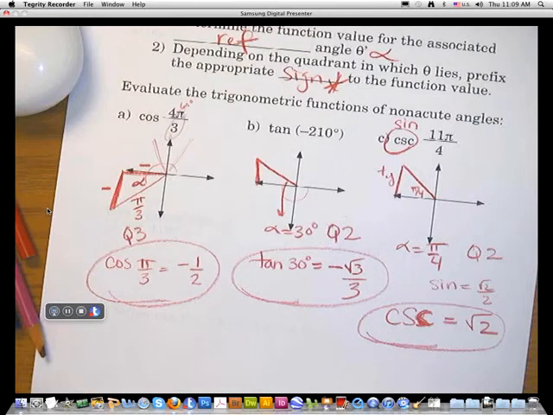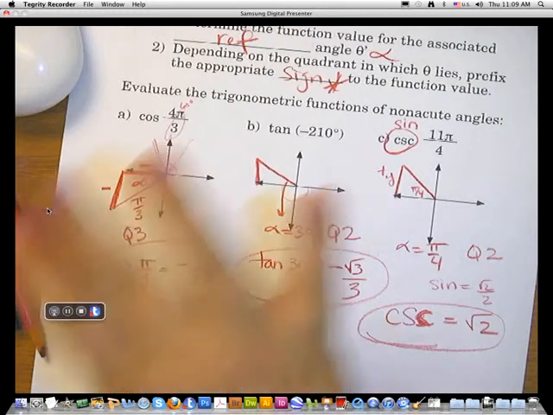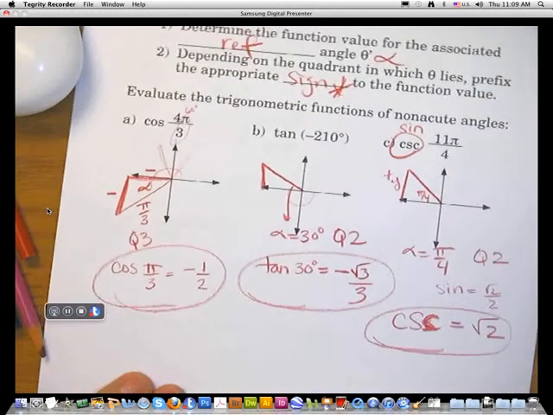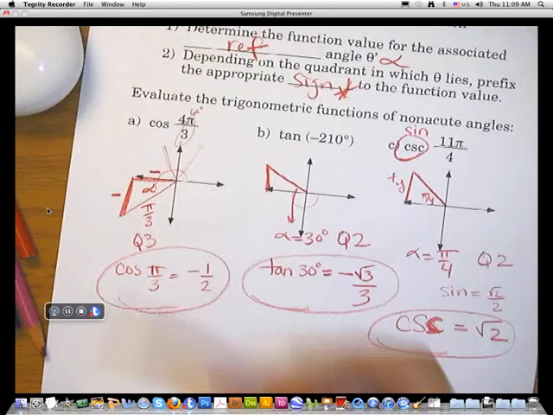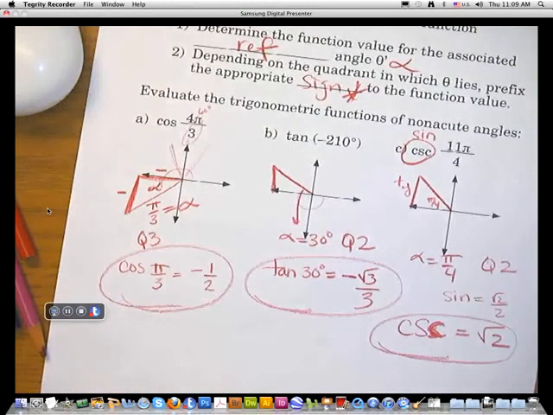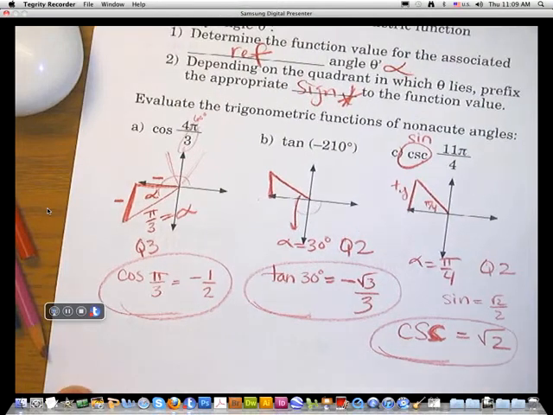Know your quadrant, know your signs, know its reference. That's a huge component of 4.4. You need to know what quadrant you're in, so be able to make a triangle. You need to know your reference angle. You need to know your quadrant signs, the positives and negatives of cosine, sine, tangent, cosecant, secant, cotangent.